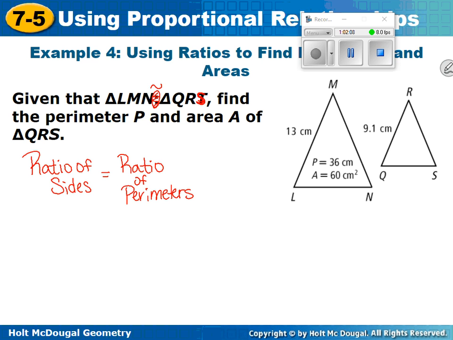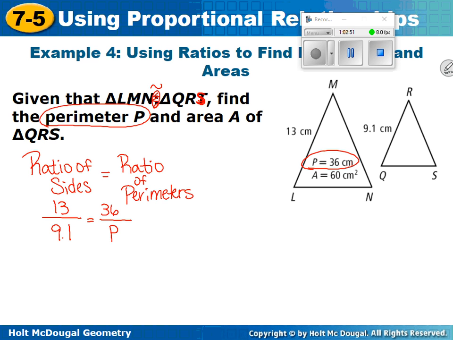So what are two sides in the picture that correspond? 13 and 9.1, or LM and QR. So we can say 13 over 9.1 should equal, and then we can compare the perimeters. So what's the perimeter of the first triangle? 36. So we can put that should be equal to 36 over, and we don't know what the perimeter is. That's what we're trying to find, the perimeter of that triangle. So we can just put X or P. I'm going to put P for perimeter.